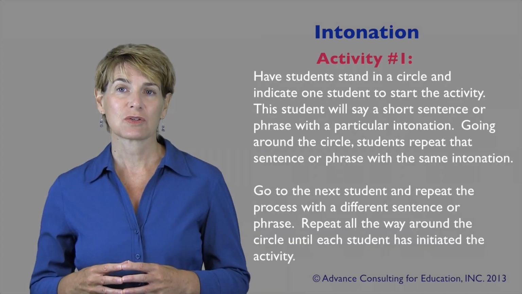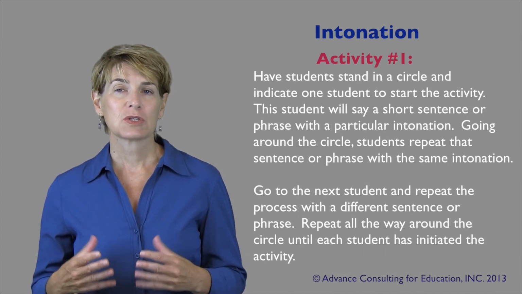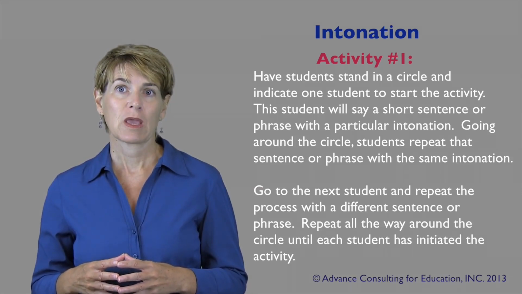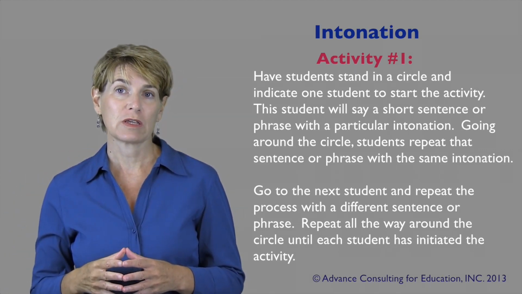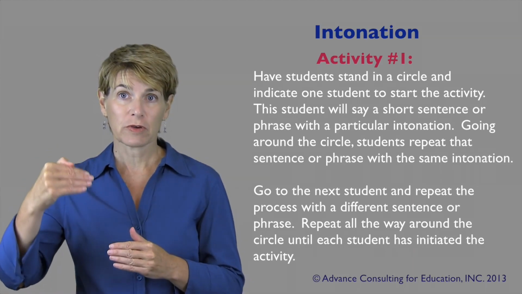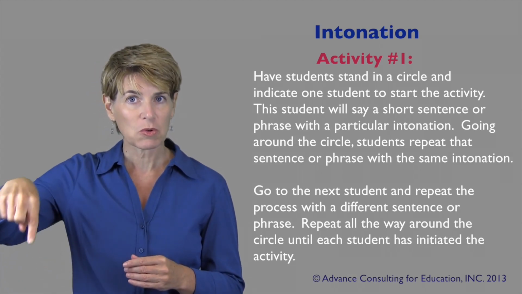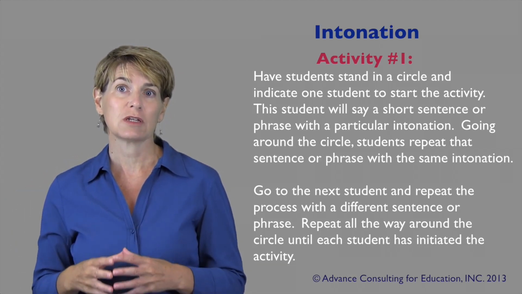Have students stand in a circle and indicate one student who's going to start the activity. This student will say a short sentence or phrase with a particular intonation. Students going all the way around the circle have to repeat that short sentence or phrase with exactly the same intonation that that first student used. Then you're going to move on to the second student who has a different phrase with a different intonation. And just keep going all the way around the circle until each student has had the chance to initiate this activity.